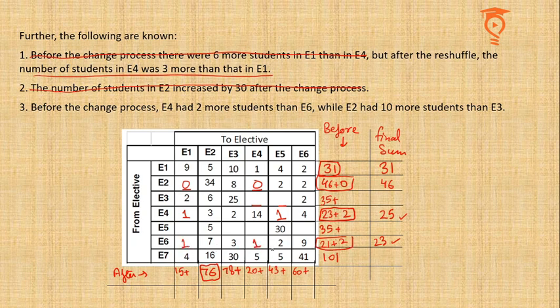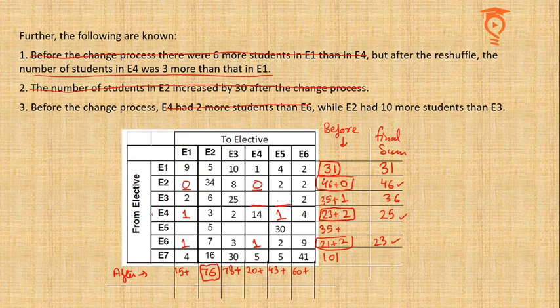So that means for E6 the remaining 2 cells have to be increased by 1 each. This has been taken care of, while E2 had 10 more students than E3 before the change. So for E2 we already have 46. That means E3 should have 36. So we need to add 1 more to it, 36 over here. Now 1 should be added here or here, that we have to see. So between this cell and this cell, one will be filled by 1 and the other will be filled by 0.